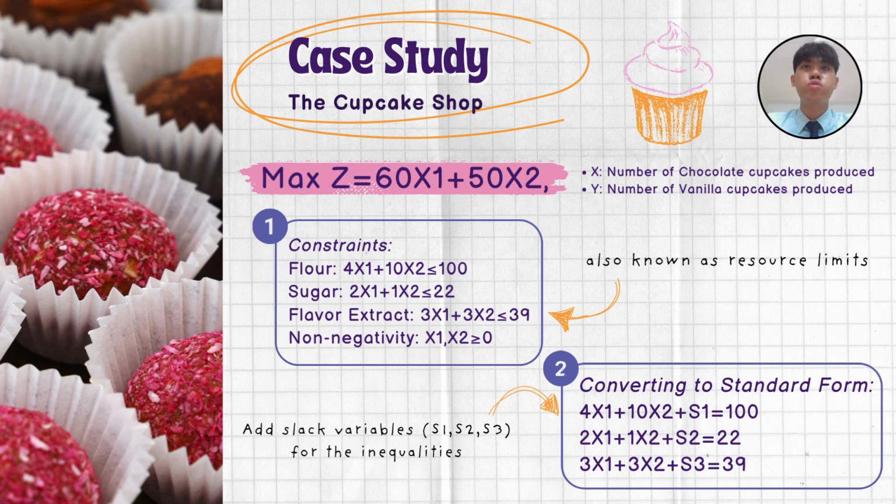So for this case study, we have non-negativity, which means that x1 and x2 must be bigger or equal to 0. So, the constraints are essential in linear programming because they represent the real-world limitations and resources that must be respected while solving a problem. So, we should convert these inequalities to standard equations by adding slack variables s1, s2, s3.